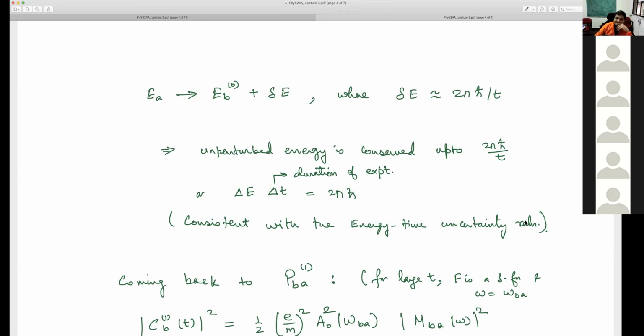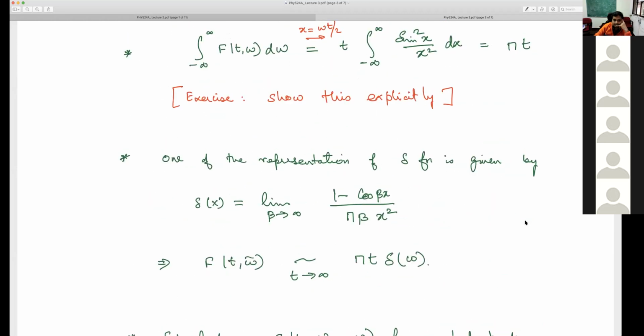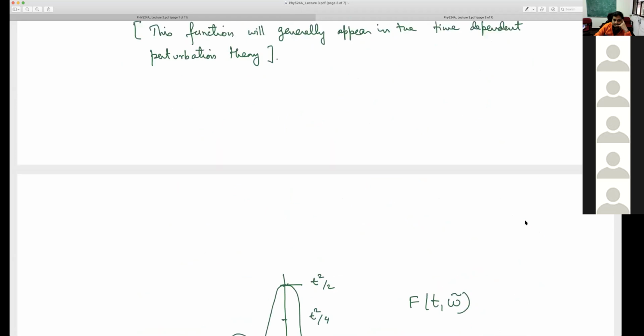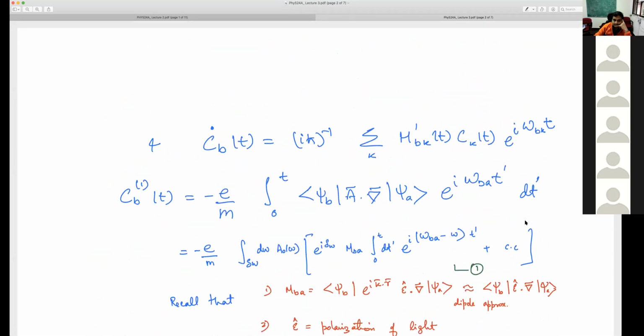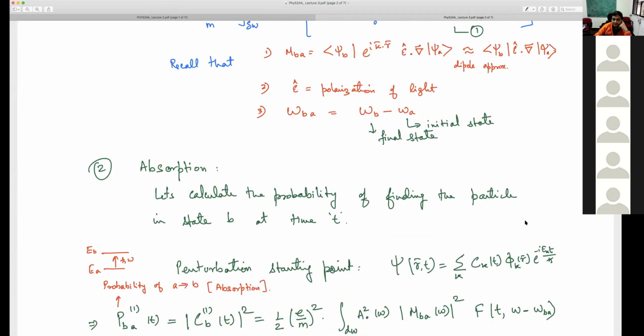And this is another very universal feature of time dependent perturbation theory, that the first order perturbation will always give you this kind of an energy time uncertainty relation. Okay, so any questions till now? No questions? Okay, so let's proceed.